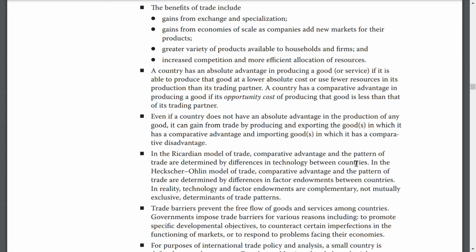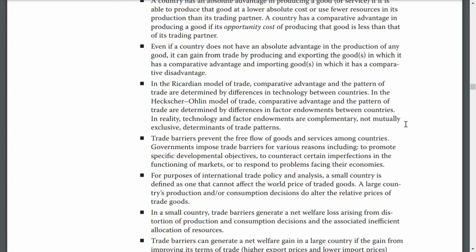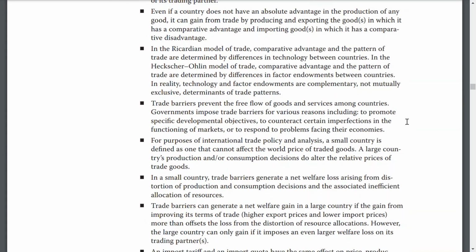In the Ricardian model of trade, comparative advantage and the pattern of trade are determined by differences in technology between countries. In the Heckscher-Ohlin model of trade, comparative advantage and the pattern of trade are determined by differences in factor endowment between countries. In reality, technology and factor endowment are complementary, not mutually exclusive, determinants of trade patterns.